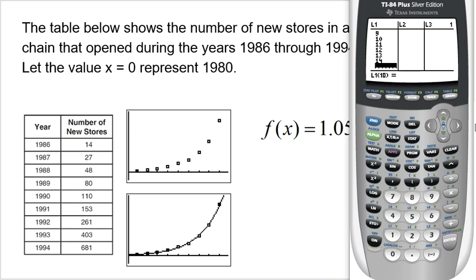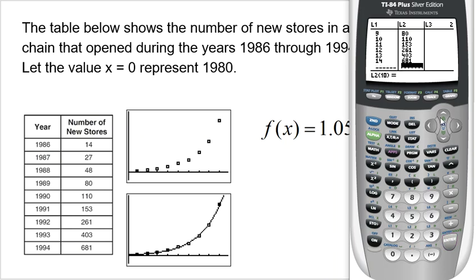Please really take your time and double check that you type all those in right, because if you type in a little bitty number wrong, you're going to get the whole problem wrong. So 1986, there were 14, 27, 48, 80, 110, 153, 261, 403, and 681.